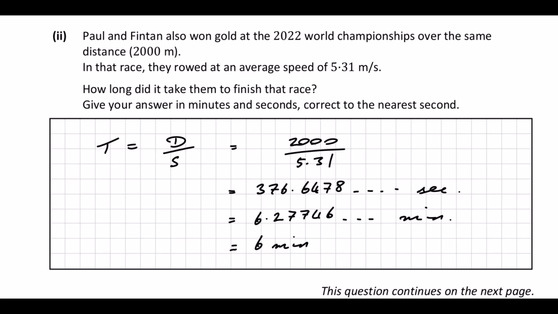Then you take this decimal part and convert that to seconds. So it's 0.27746 of a minute. Multiply 0.27746 by 60, and that'll give you, let's see, 16.64 and so on of a second. We need it to the nearest second, so that's going to be 6 minutes and 17 seconds.